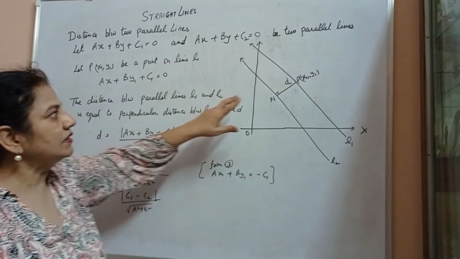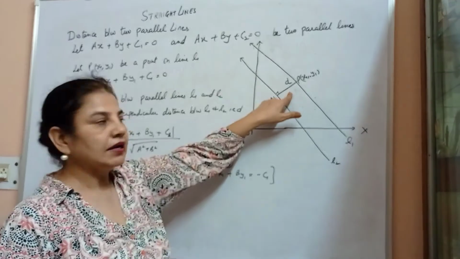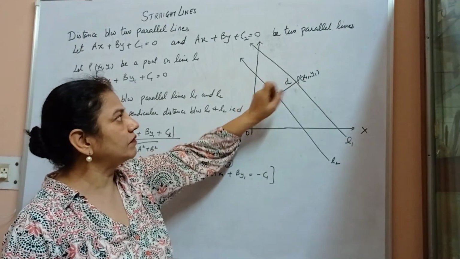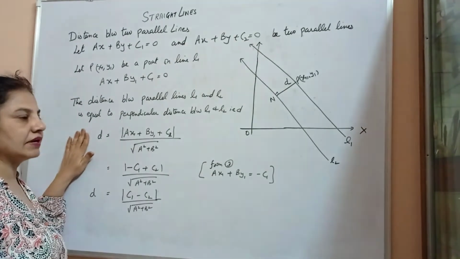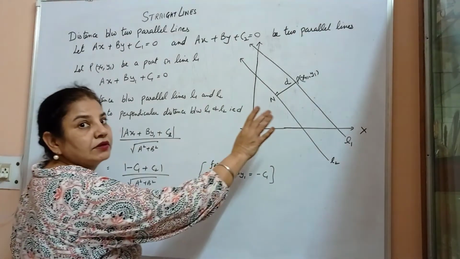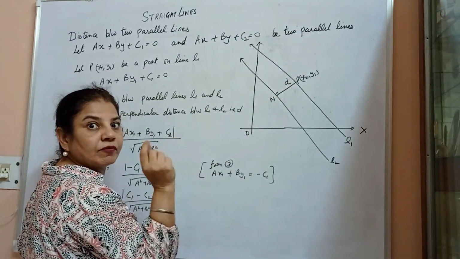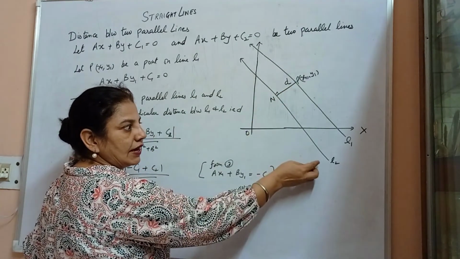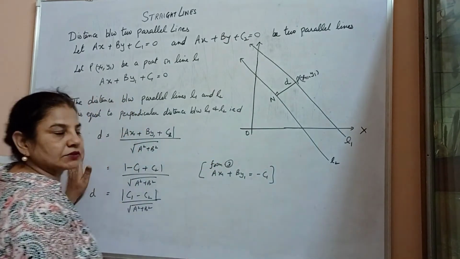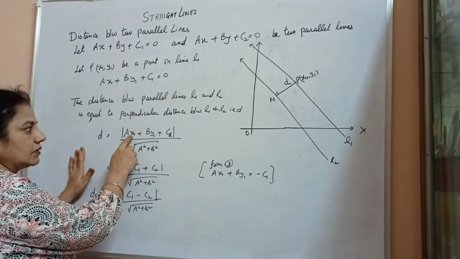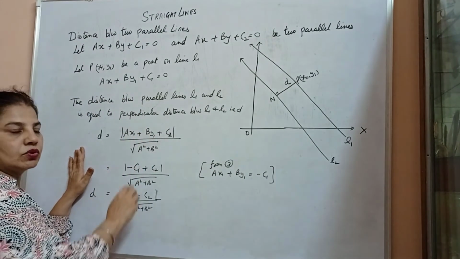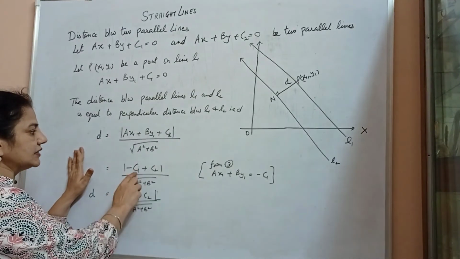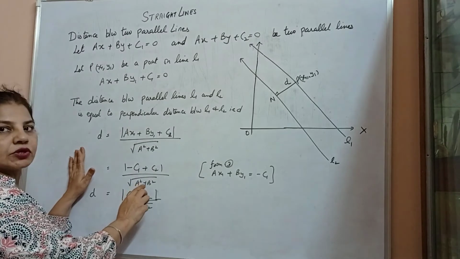Now the distance between the two parallel lines is given by d. The perpendicular distance PN between L1 and L2 is given as d. Therefore, d is given by the distance of a point from a line. We apply the formula for the distance of a point from a line. The line is L2 and the point is P(x1, y1), so it is given as ax1 plus by1 plus c2 upon under root a square plus b square.